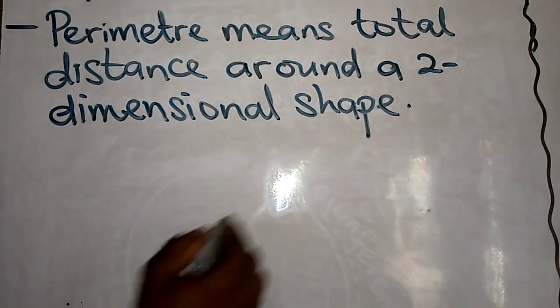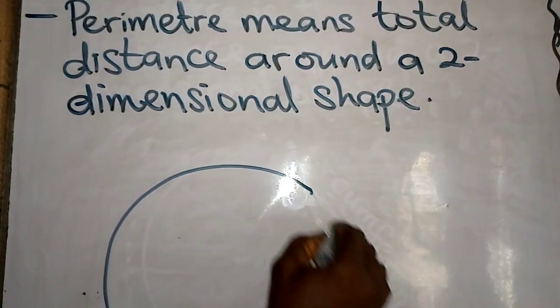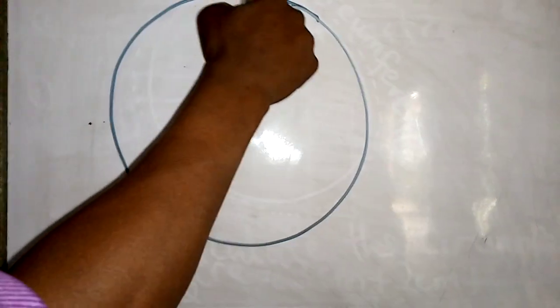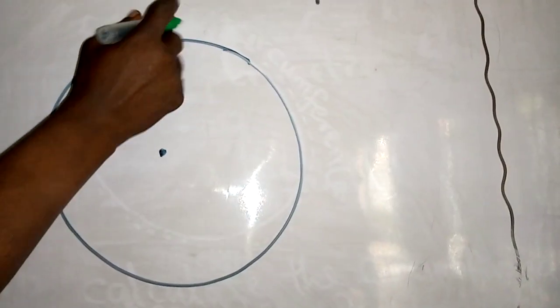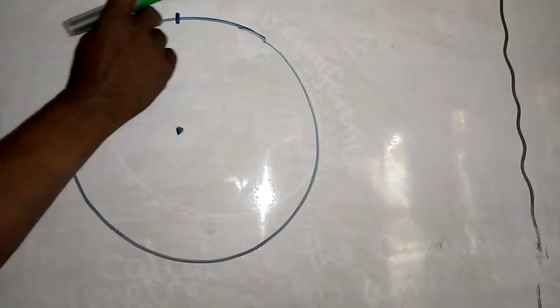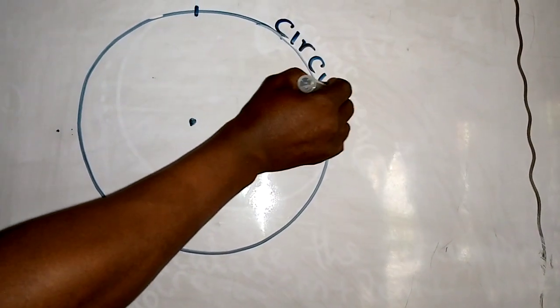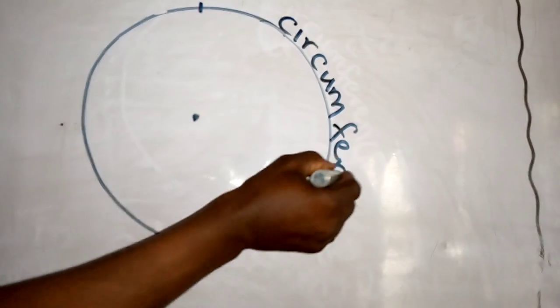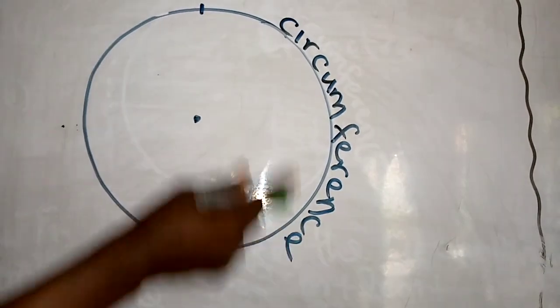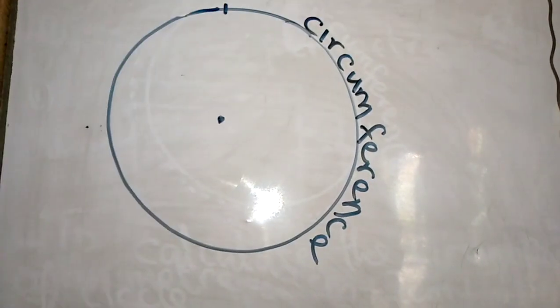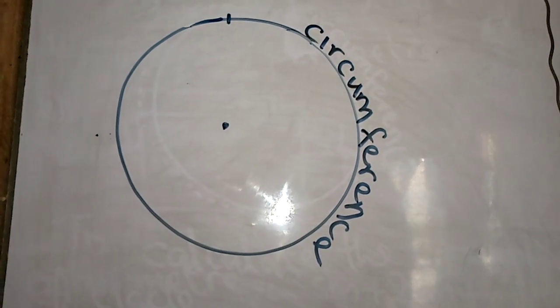Now this is an example. This is a circle. This is the center of the circle. So when I talk about circumference, the circumference of the circle means the total distance, as soon as you start counting from here, the total distance around the circle. So this is what we call the circumference of the circle.